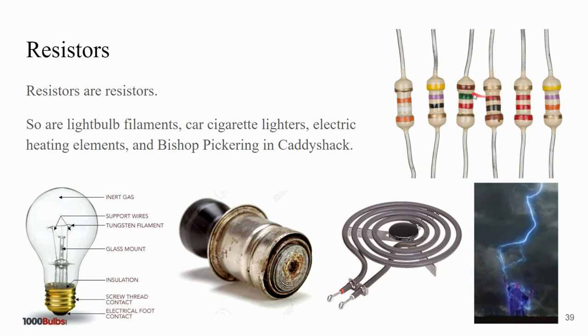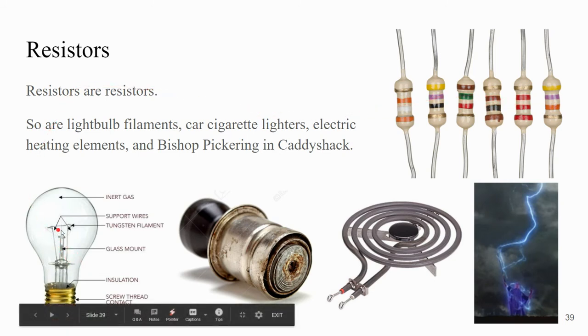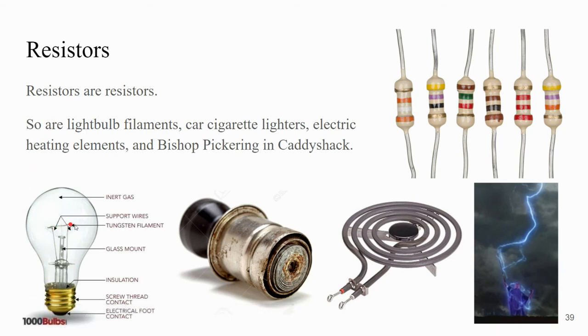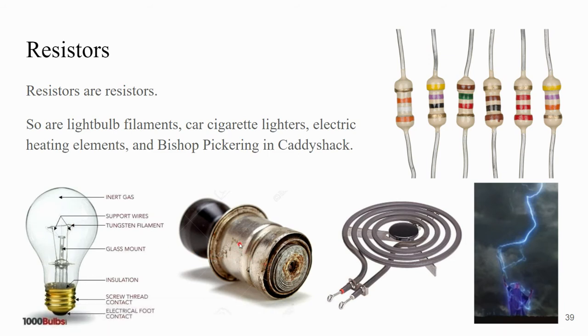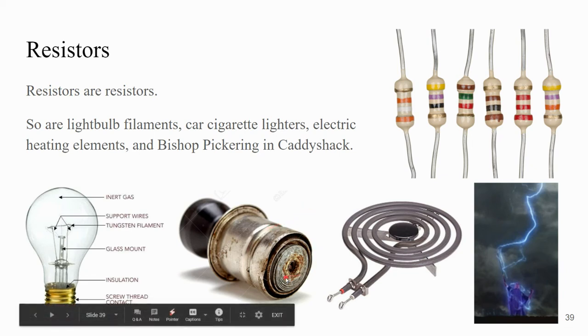One of these guys. But other things are resistors as well. The filament in a light bulb is a resistor. So if you've got an old-fashioned incandescent light bulb, the filament is a resistor. A cigarette lighter for a car. So cars always come with the little port for these things. They typically don't come with the cigarette lighter itself anymore because it's 2021. Who smokes? But yeah, it's a resistor.